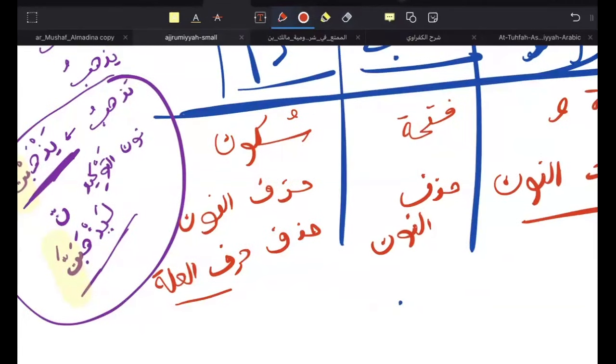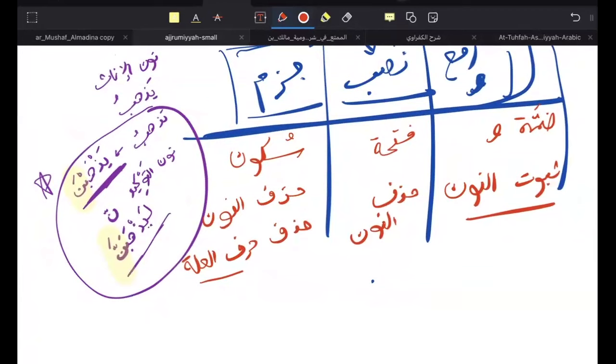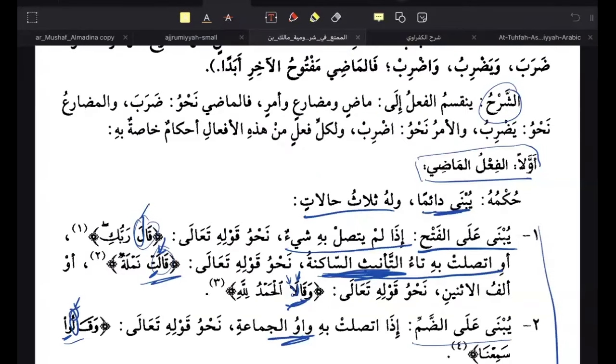These are the three ways we know the verb is in the jazm state. So this one is a little bit tricky. Fahimtum, any question? Let me see if I want to read something from the book or not. What is the question? How about all the other signs of raf?